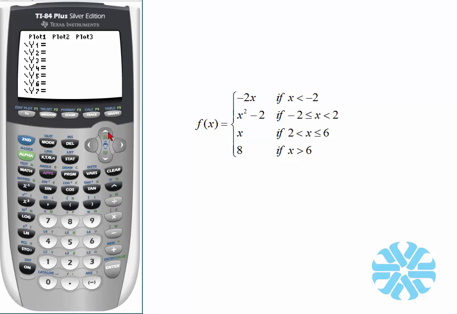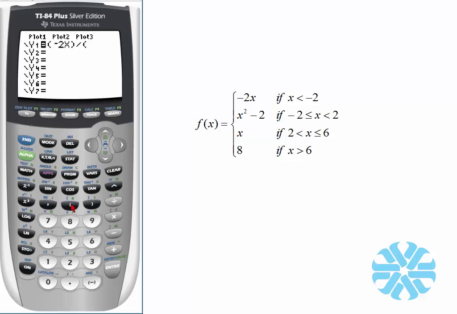So we're going to use the same notation, and that is we need to put each function in parentheses, and then we're going to separate that with a division symbol and then put in each particular restriction for each part of the function. And the inequalities need to be in parentheses. Let's do that. So here's the left-hand parenthesis, negative 2x, then close the grouping symbol, separate it with the division symbol. Now we'll enter in the inequality.